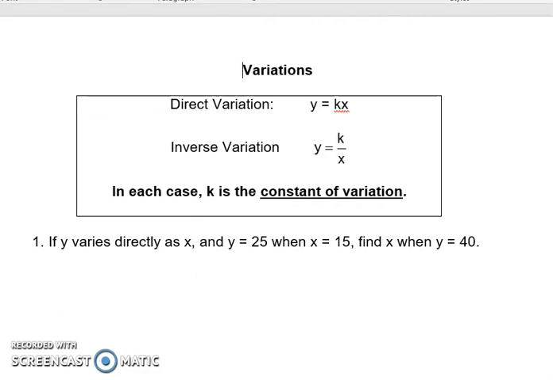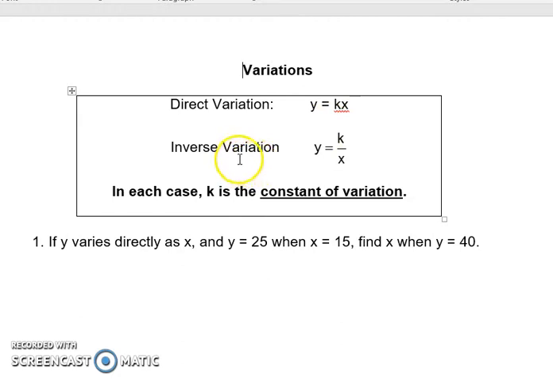Okay, we're going to start looking at some applications. These applications are called variations. The first type of variation we're going to look at here is a direct variation. So this formula right here is the one we're going to use. And the key for using this formula is right here, the word direct. If you look down here in this first example, you'll see the word directly. Y varies directly. When you see the word directly, you use this equation.